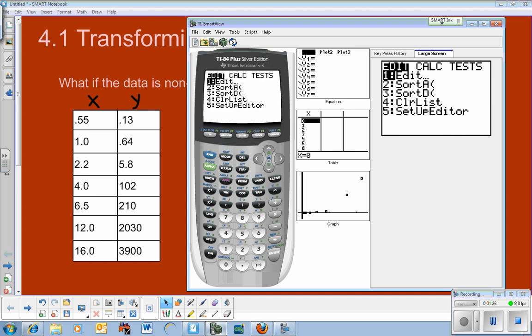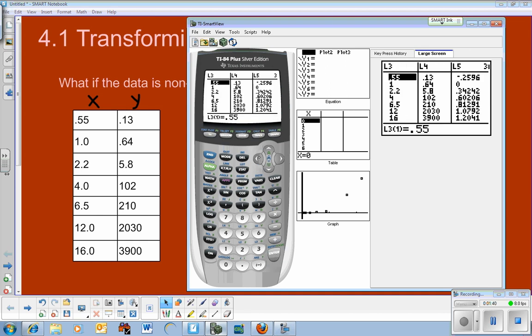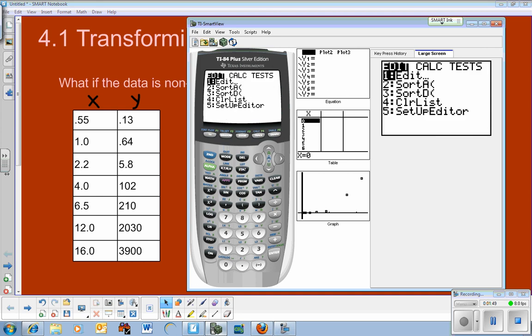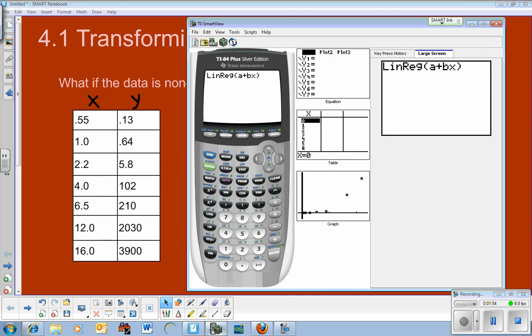So I go stat. By the way, my values are entered into list 3 and list 4. We'll talk about 5 and 6 later. So my x's are in 3 and my y's are in 4. If I want to do linear regression, I'm going to choose option 8, and I'm going to use list 3, comma, list 4. And I'm going to go ahead and put a comma and go to vars and get my y1, to put it into y1 so we can put a line through the graph.